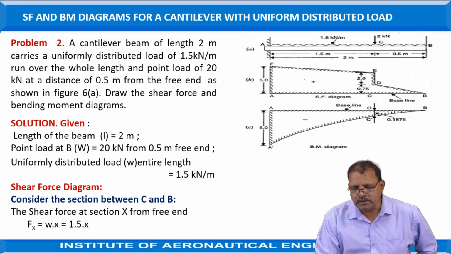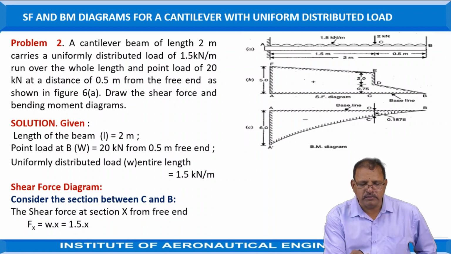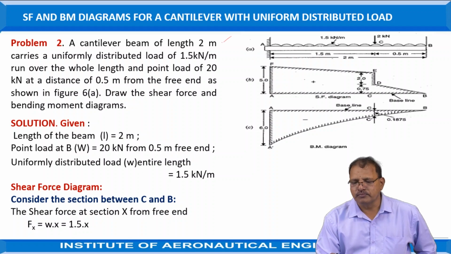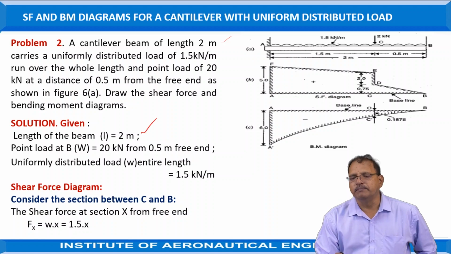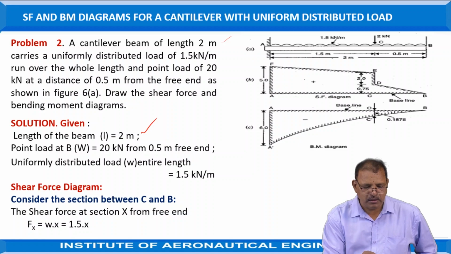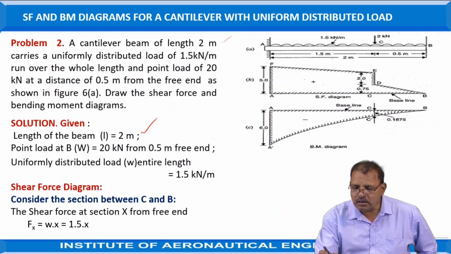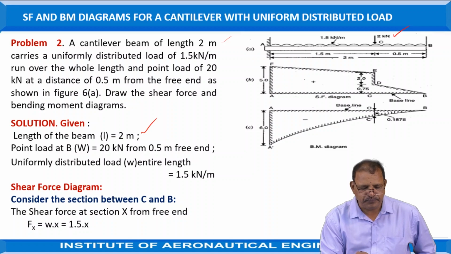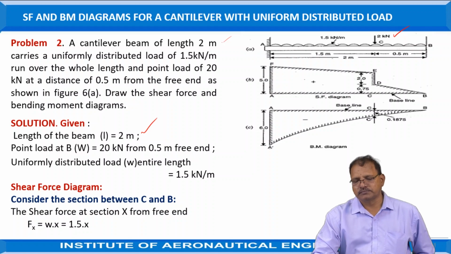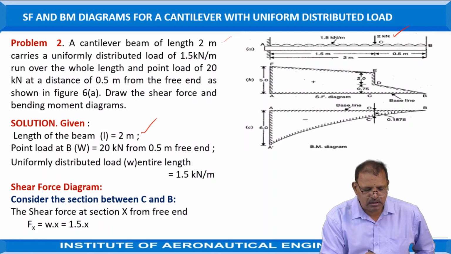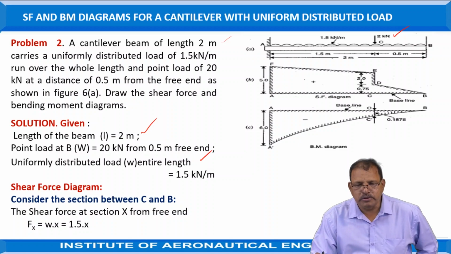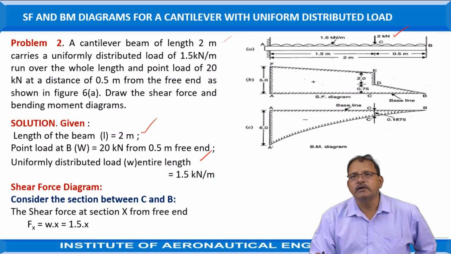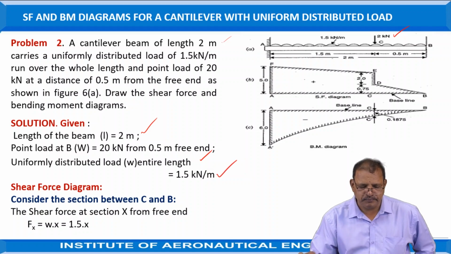Here, what is given in the problem is the length of the beam. The length of the beam is equal to 2 meters, that is, between A and B is given as 2 meters. The point load is acting at B, 2 kilonewtons as shown in the figure, and the uniformly distributed load acts over its entire length. The uniformly distributed load is acting at the rate of 1.5 kilonewton per meter.